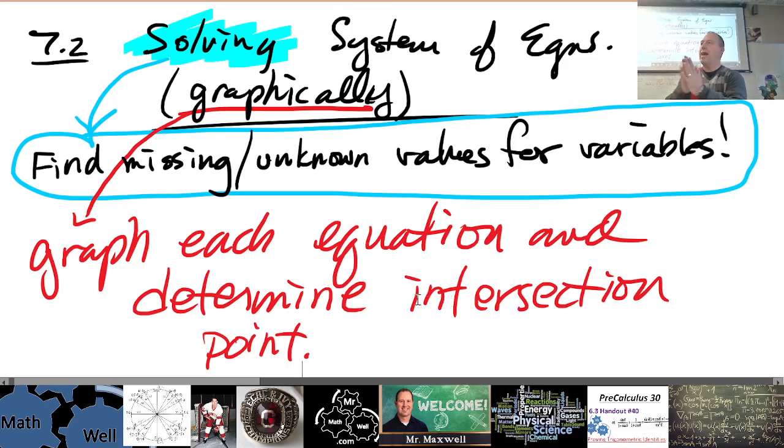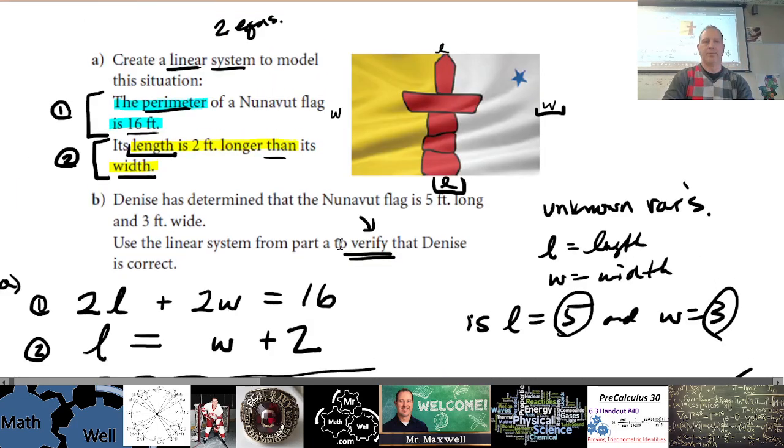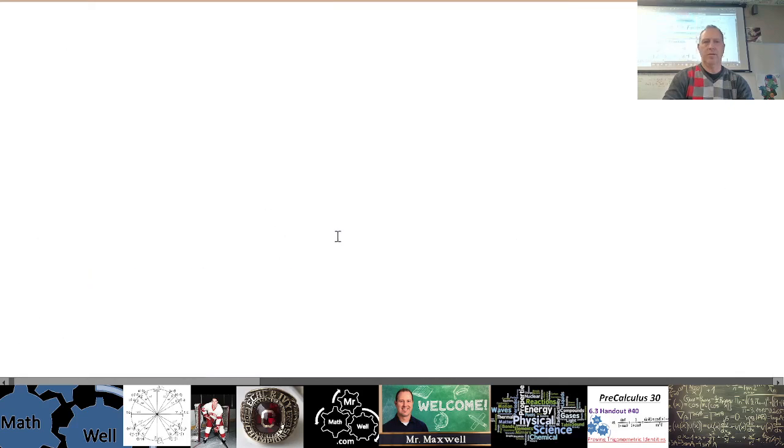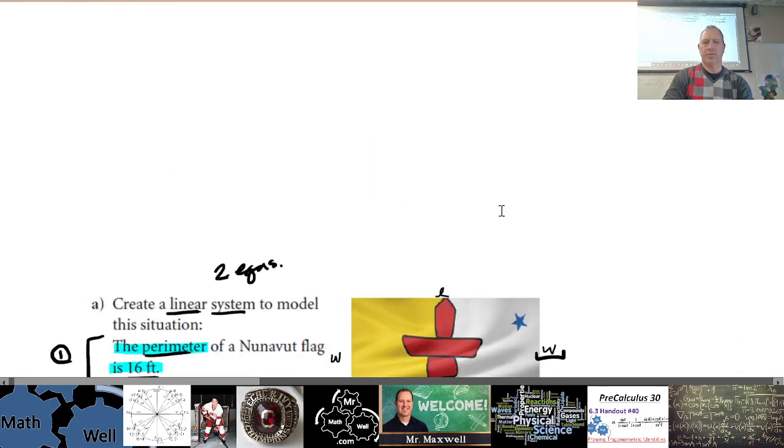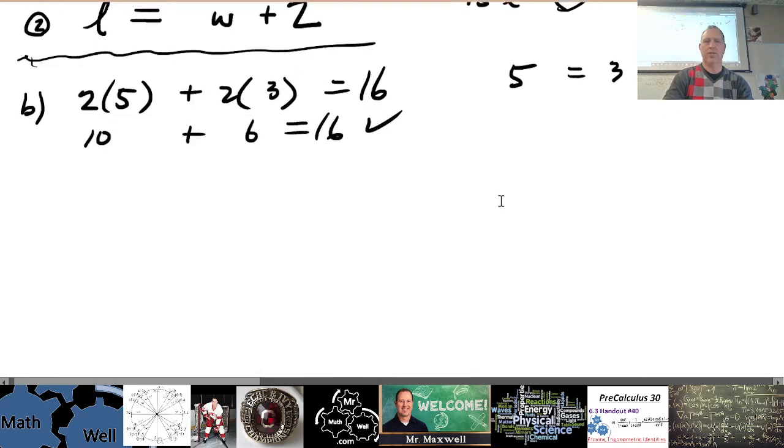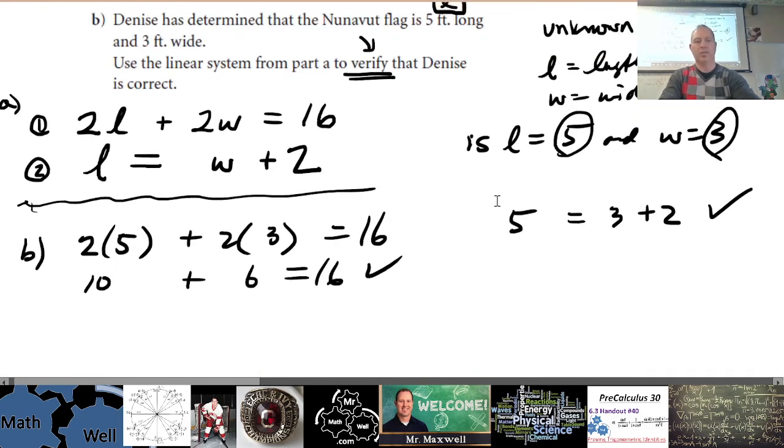So we simply graph each equation and find the intersection point. Awesome. I'm going to now go back. These are pretty big numbers. I'm not going to graph those ones. Let's start with this Nunavut flag. Now, I know what the answer is, but guess what? I am going to copy these equations. So we're going to use these 2 equations, so you might want to just re-copy these down real quick.